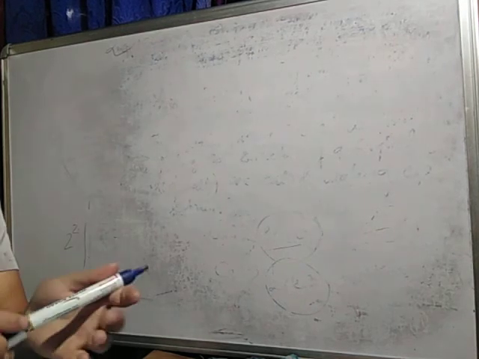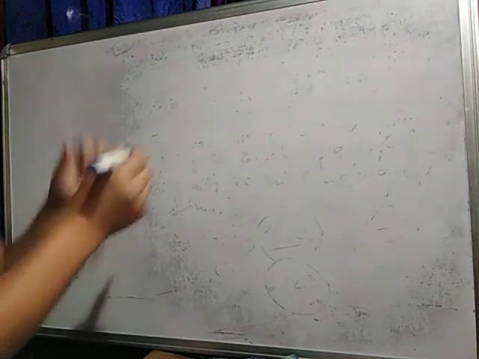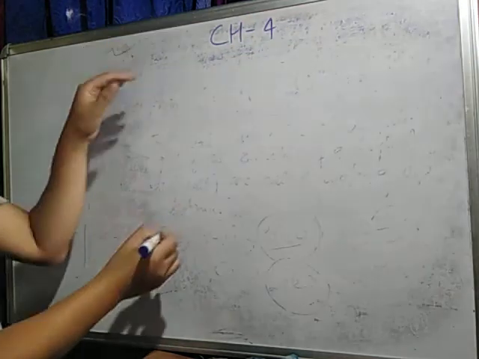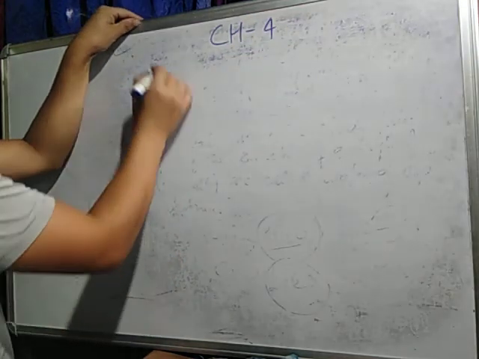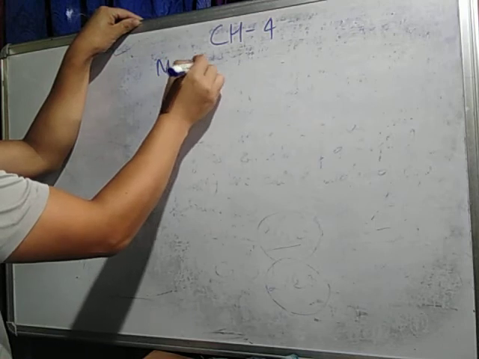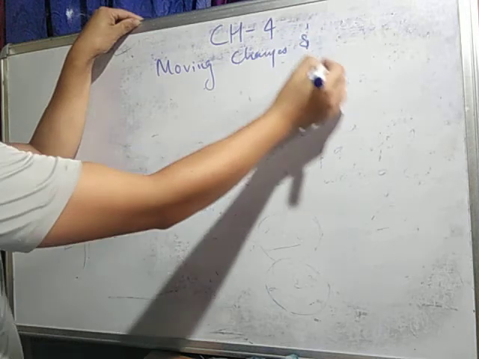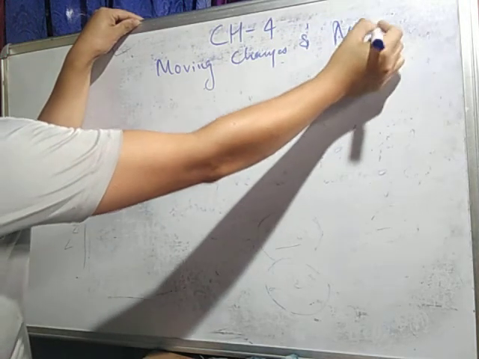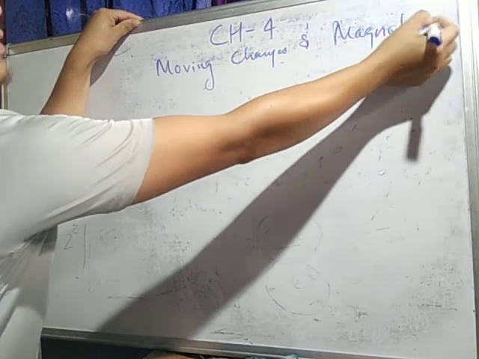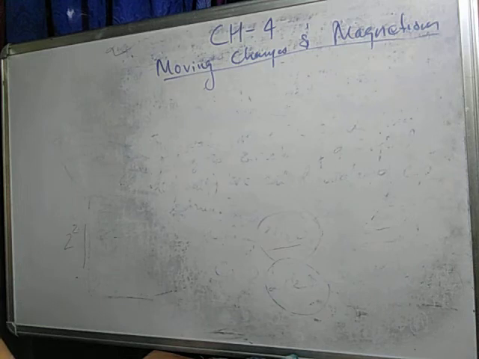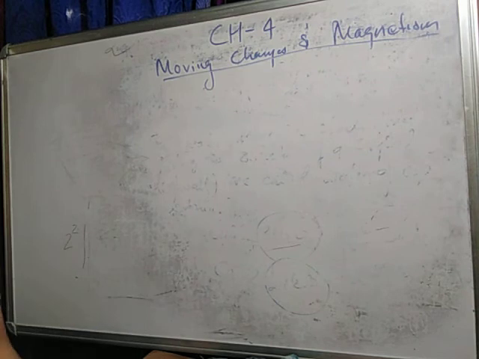Today we'll start chapter number 4. Write down chapter number 4, that is moving charges and magnetism. It is a very interesting chapter. If you concentrate, then this will give you interesting facts about moving charges and magnetism.